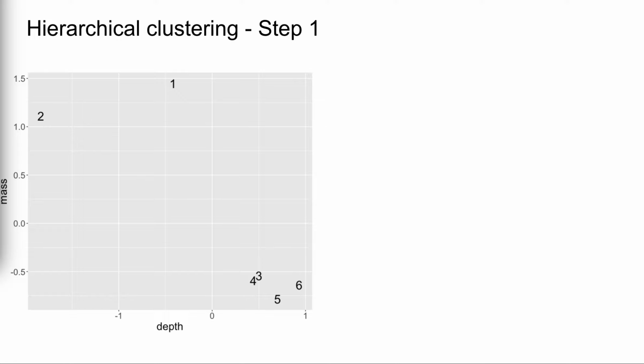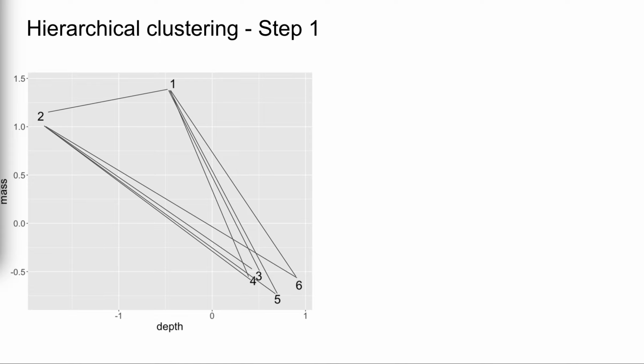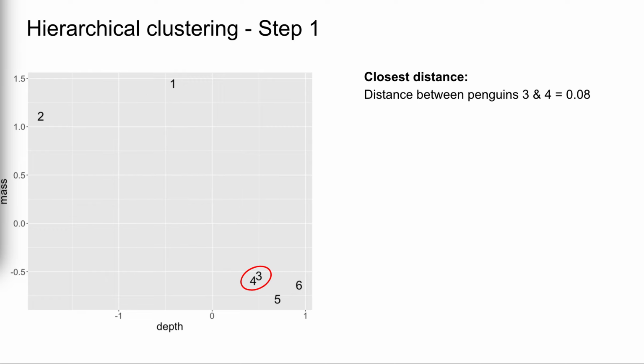In the first step, we calculate the Euclidean distance between each pair of penguins. That is, how similar or dissimilar each penguin is from the others. For example, we calculate the distance between penguin 1 and the other 5 penguins. Then the distance between penguin 2 and the other penguins, and so on. Among all of these, penguins 3 and 4 are the most similar pair. The distance between them is so small that it's barely visible here.